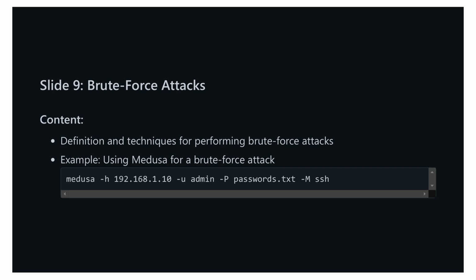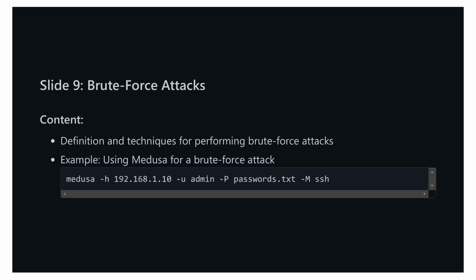-u admin sets the username for the brute force attempt. -p passwords.txt points to the file containing the list of passwords. -M ssh notes the specific service being attacked, in this case SSH. By employing this method, Medusa will attempt every password from the list in passwords.txt on the specified SSH service for the given username. Next, we'll explore mask attacks, which enhance the efficiency of brute force techniques by applying specific patterns and rules.